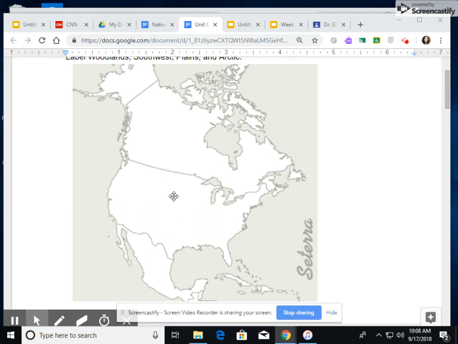Remember, our country has huge mountains here, mountains over here, and in the middle it's flat. So these are the Great Plains. This is the plains area. And then, of course, the Arctic is up here in Alaska and on into Canada. But if we're just doing the United States, the Arctic would be up here. All right?